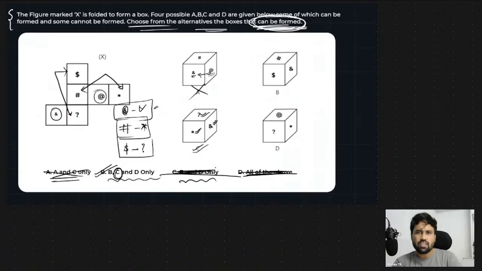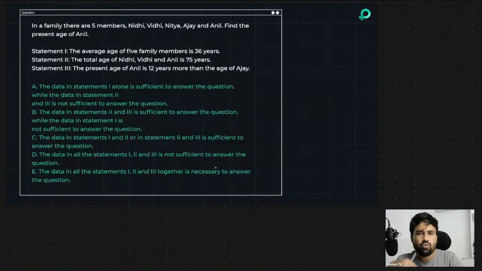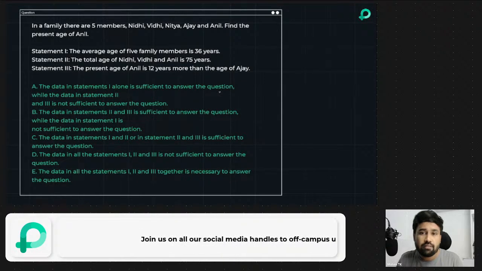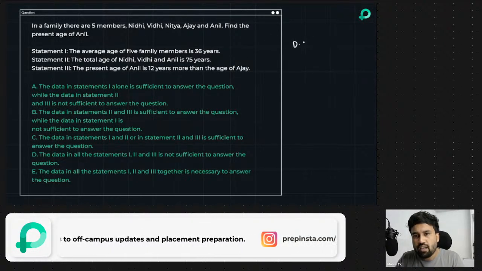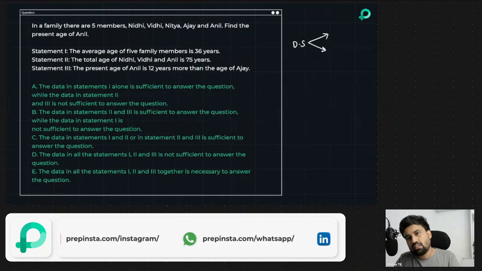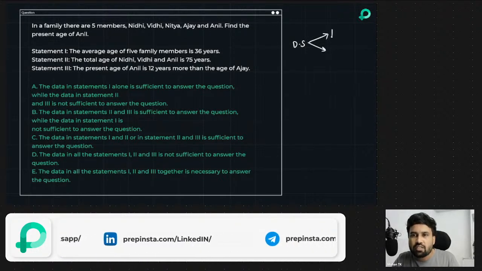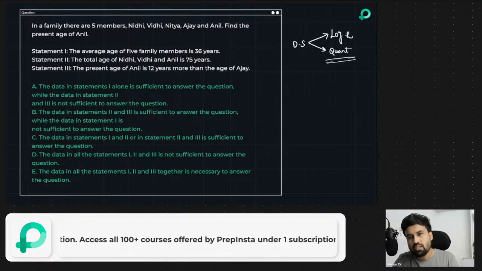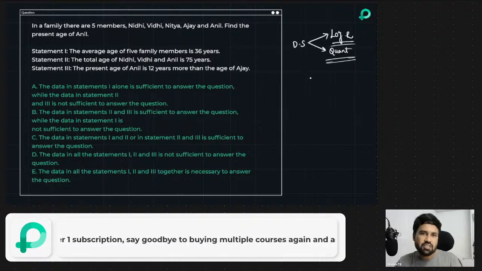So this is how you can easily do these problems. I don't want to waste much time on this, so let's move forward to the data sufficiency problems. Data sufficiency again has two categories: data sufficiency on logical reasoning and data sufficiency on quant. For the time being, I am explaining data sufficiency on quant.